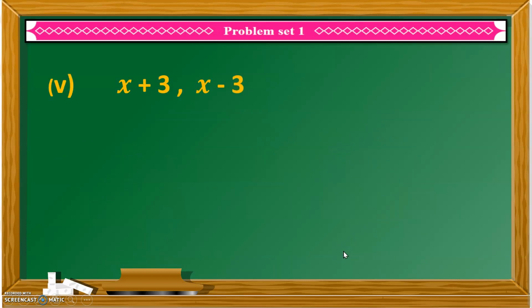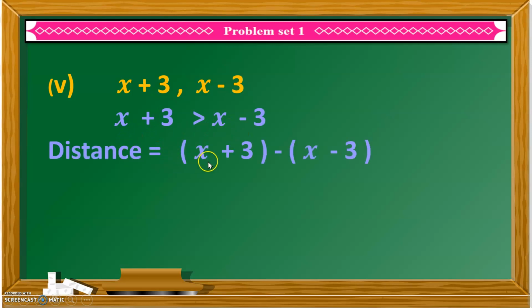Let us go to the fifth sum now. x plus 3 and x minus 3. Now out of these two, which will be greater? Obviously x plus 3 will be greater. So here x plus 3 is greater than x minus 3. So we can write that distance is equal to x plus 3 minus of x minus 3. When we open the bracket, we get x plus 3 minus x plus 3. Now this x and this x will get cancelled and you will get the answer as 6 units.